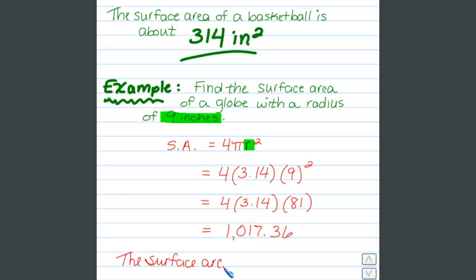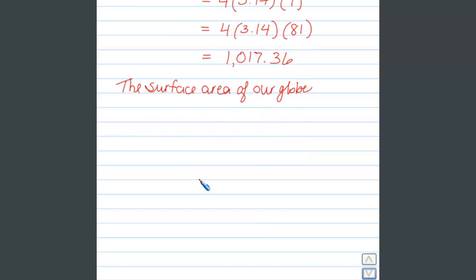From this we can conclude, remember we're looking at the surface area. So the surface area of our globe, and the answer that I hope you got when you were working through this, is going to be, and let's go ahead and approximate, about 1017, and once again we are working with inches, so we'll have 1017 square inches.